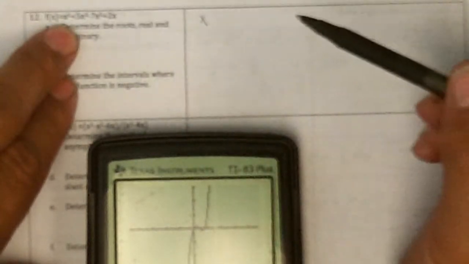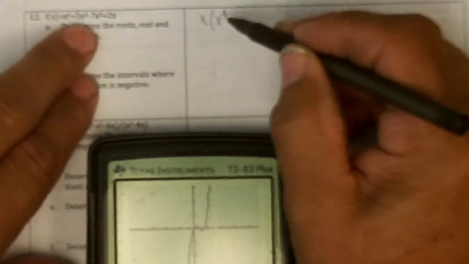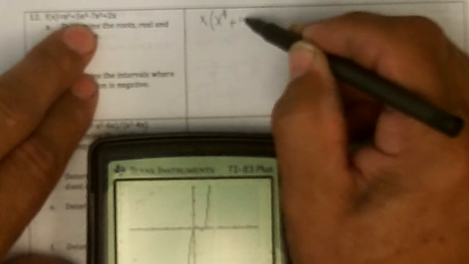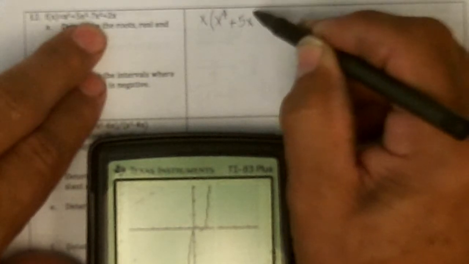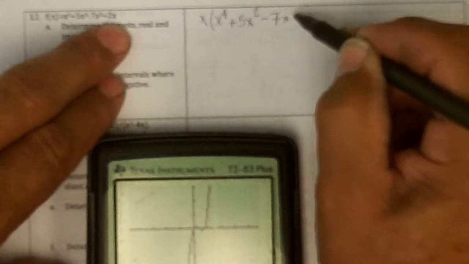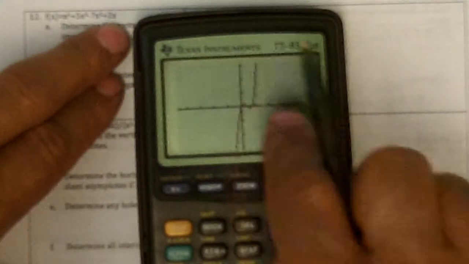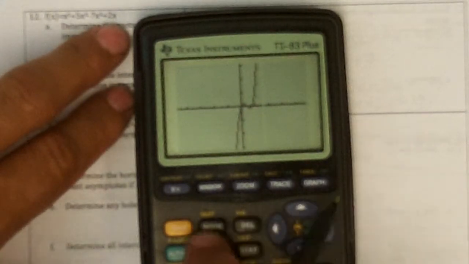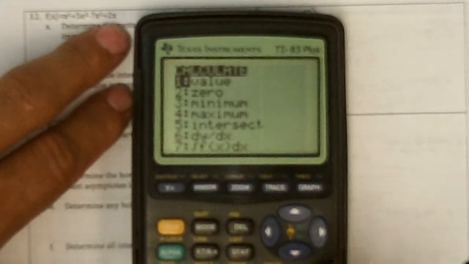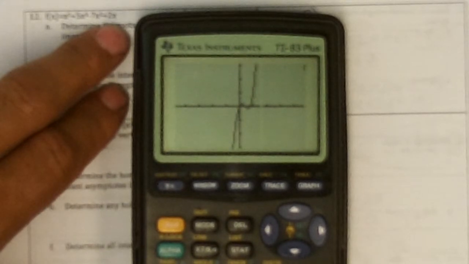And if I pull out the x, I get x to the 4th plus 5x to the 2nd minus 7x plus 2. And I'm not sure what those zeros in there are, so let's see if we can find one of those. I can calculate the 0 between 0 and 0.6. I think it's about 0.5. Let's see if it is.